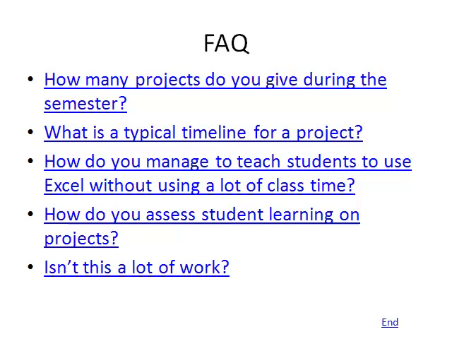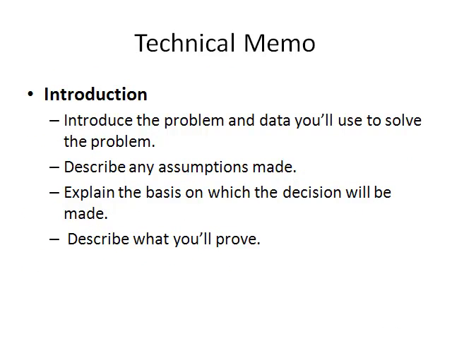How do you assess student learning on projects? You can end a project by having them write up a paragraph or so on which plan they would choose and why. I like to have them put together a formal document explaining the process they went through. I call this document a technical memo. It consists of 4 sections. In the first section, the introduction, they explain what the problem is, the data they used, any assumptions they made, and what they will prove.